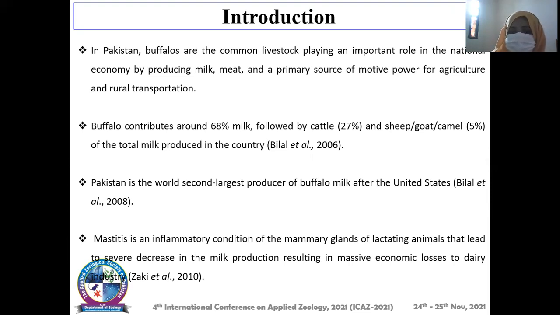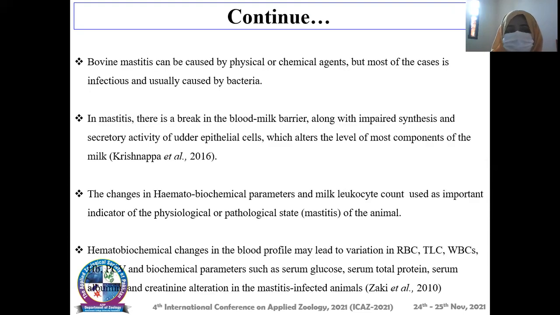Mastitis is an inflammatory condition of the mammary gland of lactating animals that leads to a severe decrease in milk production, resulting in massive economic losses to the dairy industry. Bovine mastitis can be caused by physical or chemical agents, but most cases are infectious and usually caused by bacteria. In mastitis, there is a break in the blood-milk barrier along with impaired synthesis and secretory activity of the epithelial cells, which alters the level of most components of the milk.